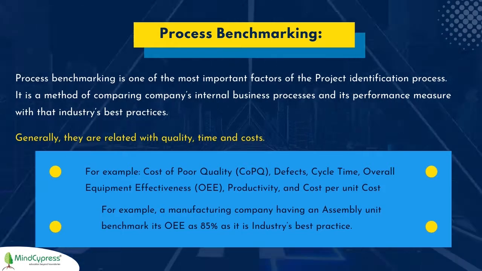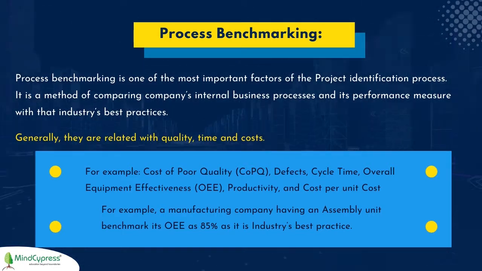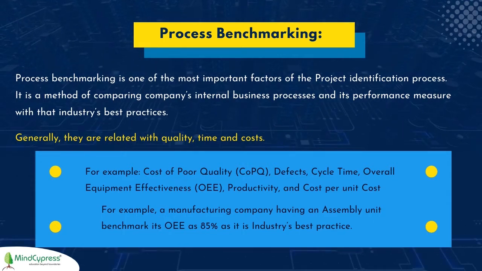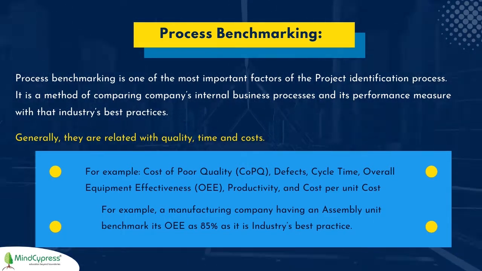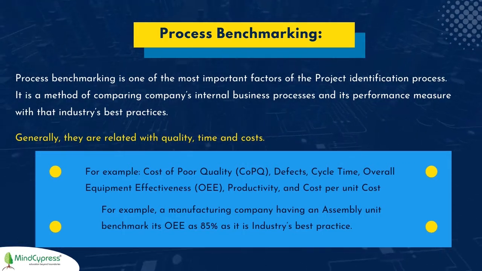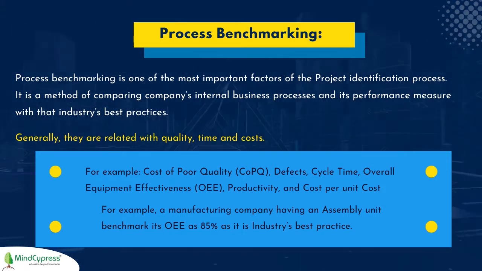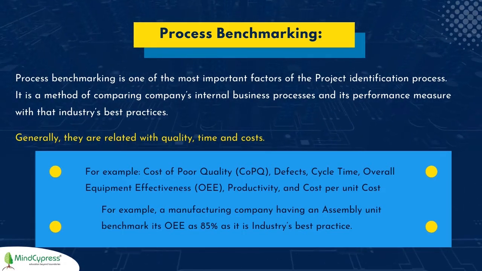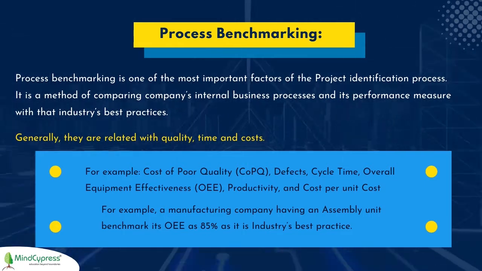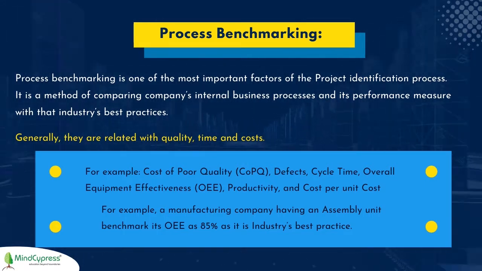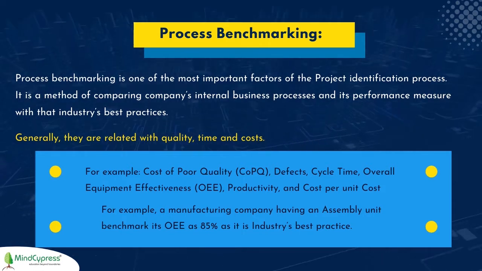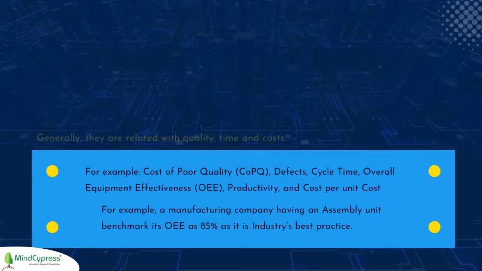Process benchmarking. Process benchmarking is one of the most important factors of the project identification process. It is a method of comparing a company's internal business processes and its performance measures with that industry's best practices. Generally, they are related with quality, time, and costs. For example, cost of poor quality, COPQ, defects, cycle time, overall equipment effectiveness, OEE, productivity, and cost per unit. For example, a manufacturing company having an assembly unit benchmarks its OEE at 85%, as it is the industry's best practice.